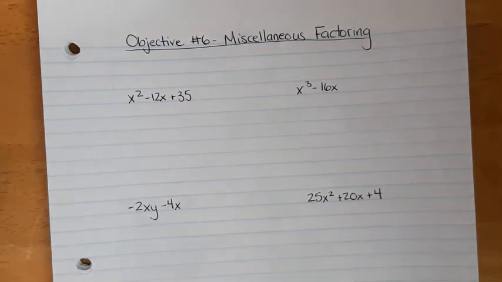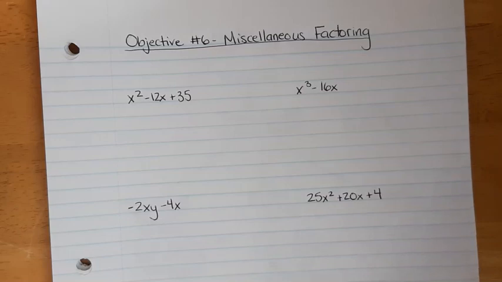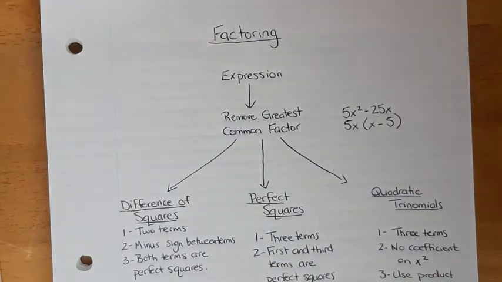Hi everybody, this is the video for Objective 6. So this is miscellaneous factoring. It's not a new kind of factoring, it's just that all of the factoring types are kind of mixed up all together in the questions. And so it's not a matter of learning a new type of factoring, it's a matter of learning how to identify what kind of a question it is that you're dealing with. And your handiest tool for that is going to be your factoring flowchart.